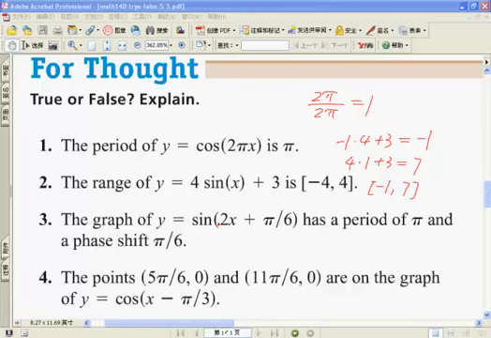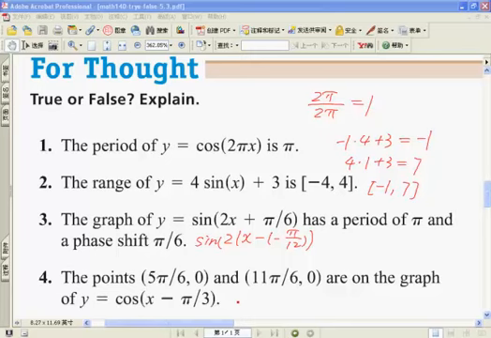So actually, let me write this in the standard form. We factor out this coefficient, and inside we have pi over 12. We need to rewrite the expression inside the parentheses as x minus something. So you have x minus negative pi over 12. Now, what is the phase shift? Negative pi over 12. Not pi over 6, but negative pi over 12. So number 3 is false.